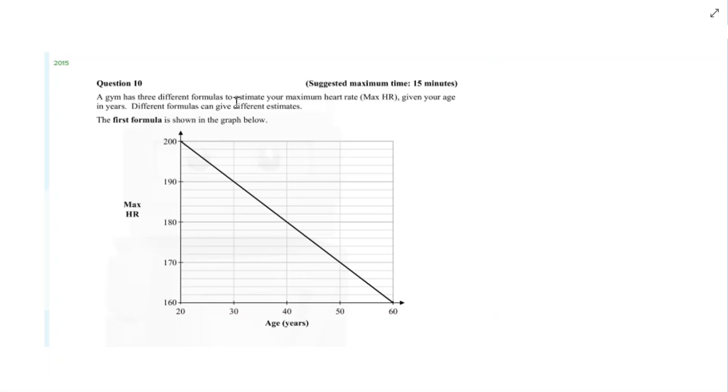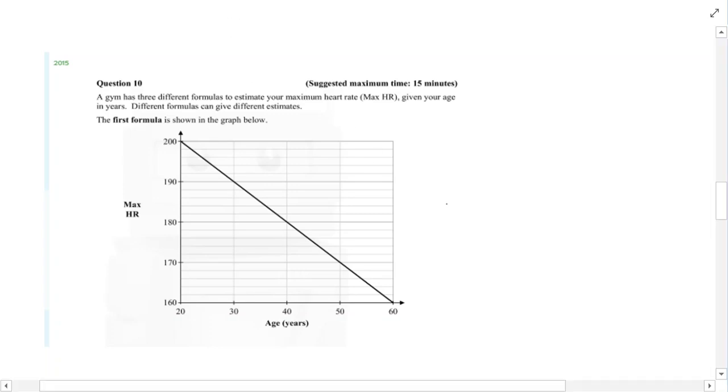Okay, so the first part of the question, what it's asking you to do, so question 10, a gym has 3 different formulas to estimate your maximum heart rate. So, and it's just abbreviated maximum HR. Given your age in years, different formulas can give different estimates. Okay, so there's three different formulas. The first formula is shown in the graph below.